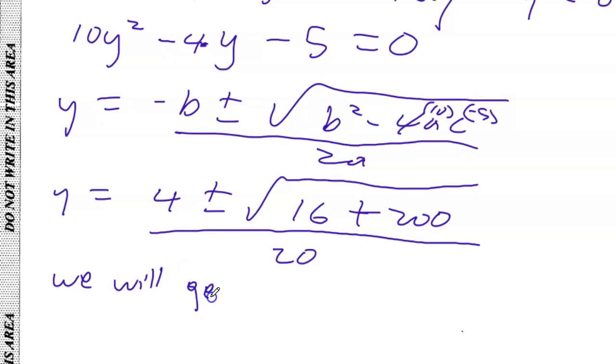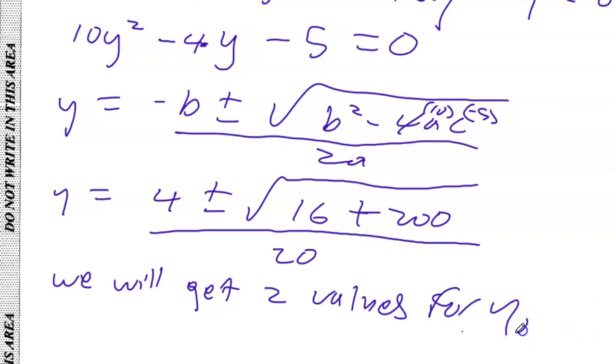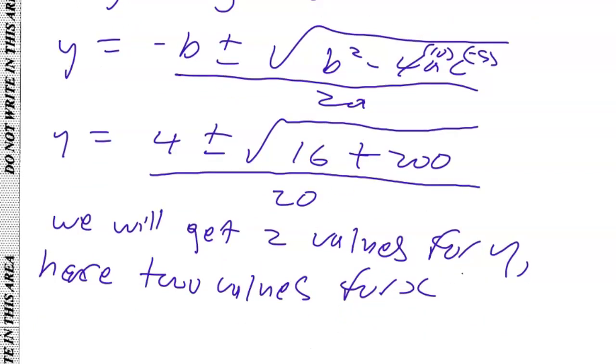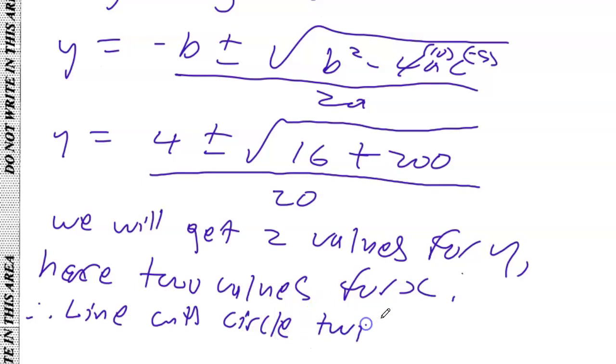We will end up getting 2 values for y, hence 2 values for x, which is telling us that the line cuts the circle twice, and therefore the line cuts the circle 2 times.